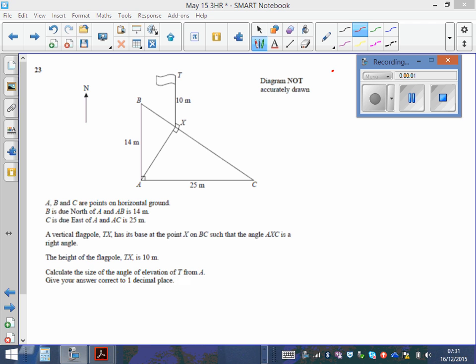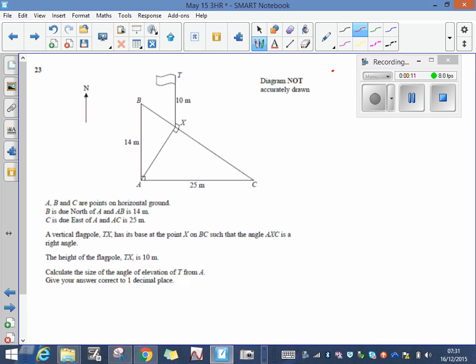You need to physically realize what is going on and what you're supposed to be finding. First of all, it tells you that A, B, and C are on horizontal ground. If I just highlight that in red, there's A, B, and C. You've got to imagine that triangle is flat on the ground. And then this flagpole here, TX, is vertical. So it's sticking up from a triangle which is on the ground.